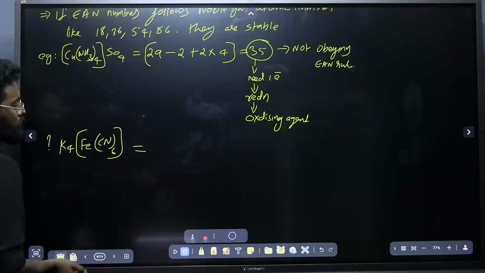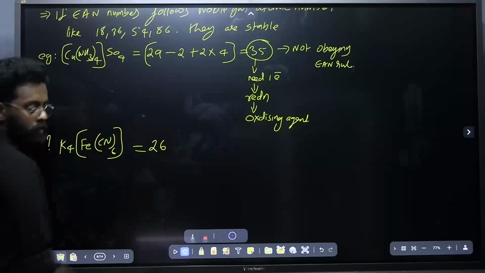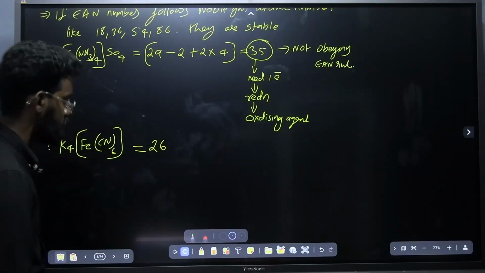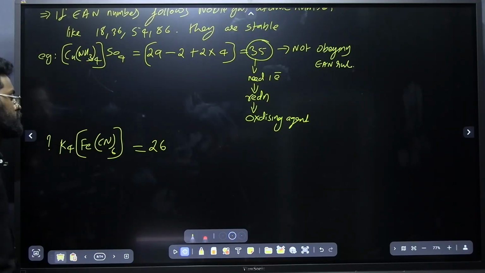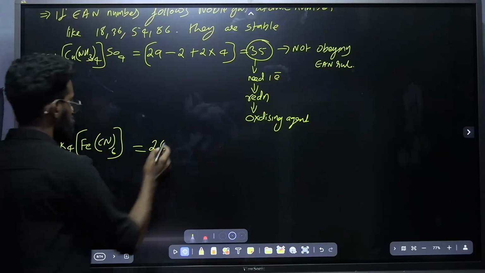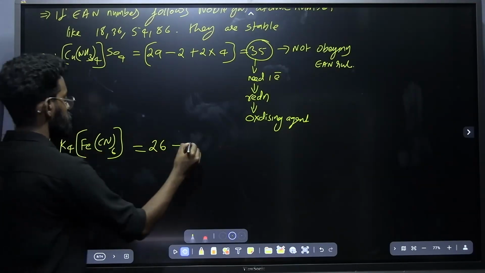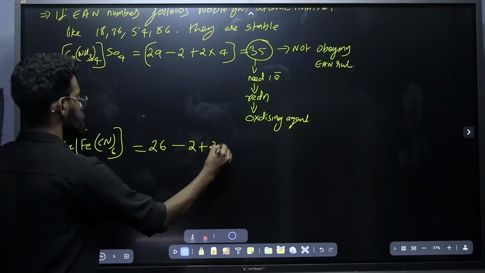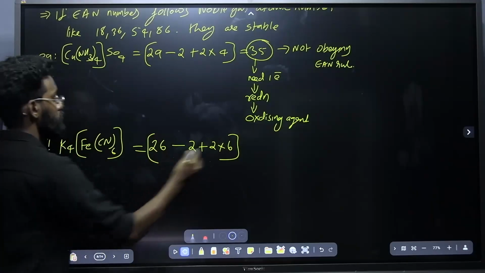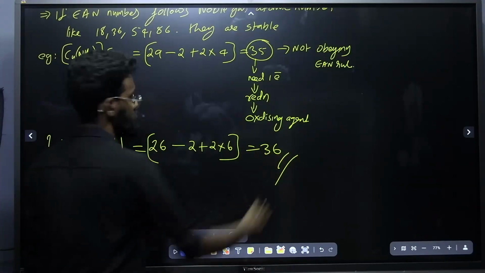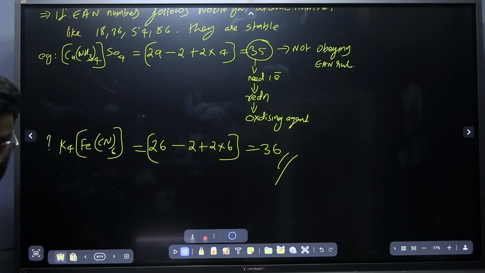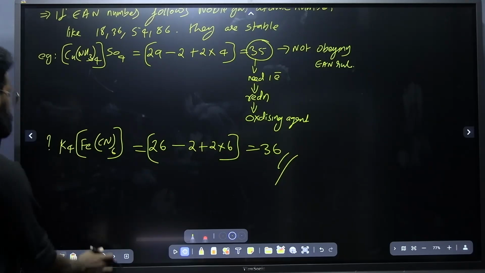What is the atomic number of iron? 26. Yes, very good, Kiran. It is following the EAN rule. What is the EAN number here? 26 minus oxidation state 2 plus 2 into 6. What is the answer? Coming as 36. Yes, very good. So this is how you have to check the EAN number, and thereby you can understand the stability of it. So that's all about EAN number.